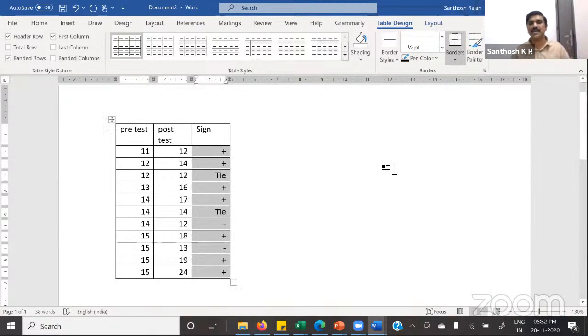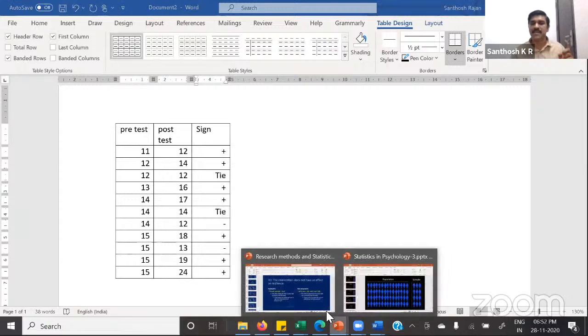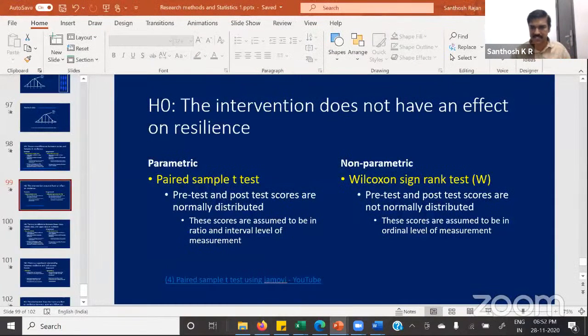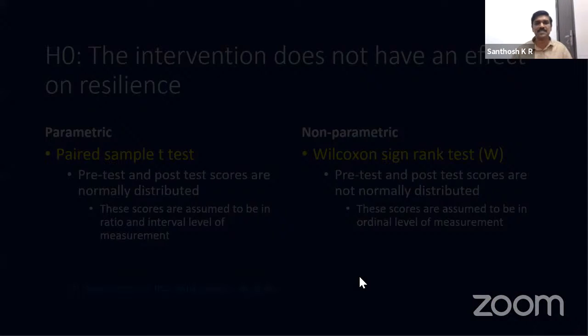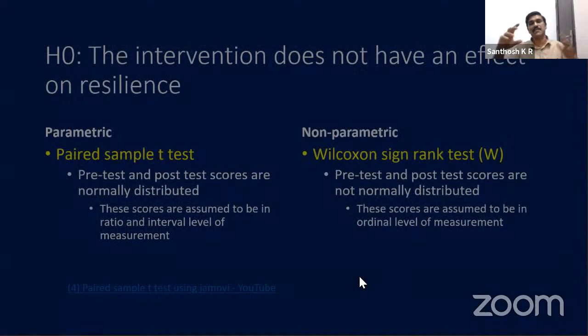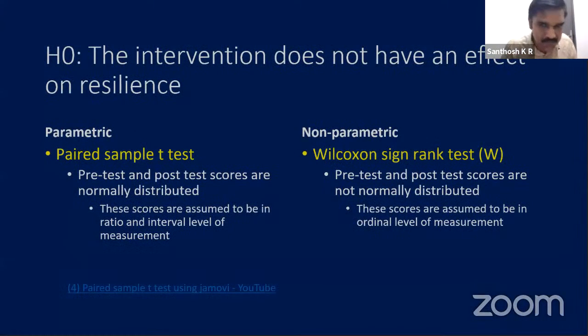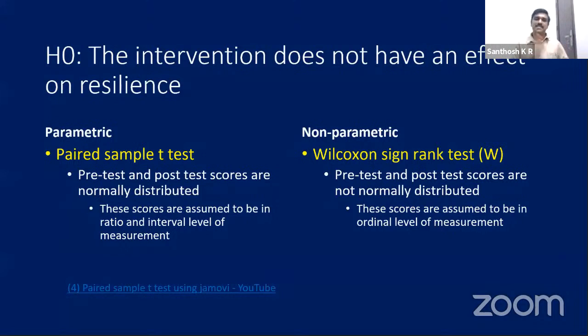That is why it is considered the Wilcoxon sign rank test. If you do it in SPSS, your result will come in the form of signs. So this is the Wilcoxon sign rank test, which we may do in non-parametric to understand if there is an effect for a particular kind of intervention. Now, we said there is a pre-test and post-test.